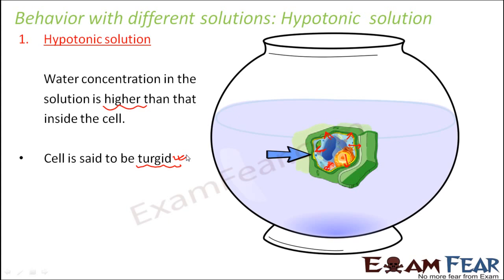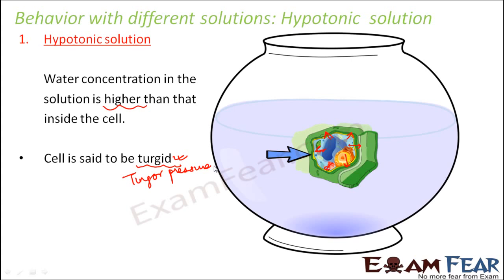So in return, because of this turgor pressure, I'll just write it down, this is turgor pressure. Now in response to the turgor pressure, there is some pressure which is also exerted by the protoplasm, which is known as the pressure potential. And this pressure potential is the one which we talked about some time back.